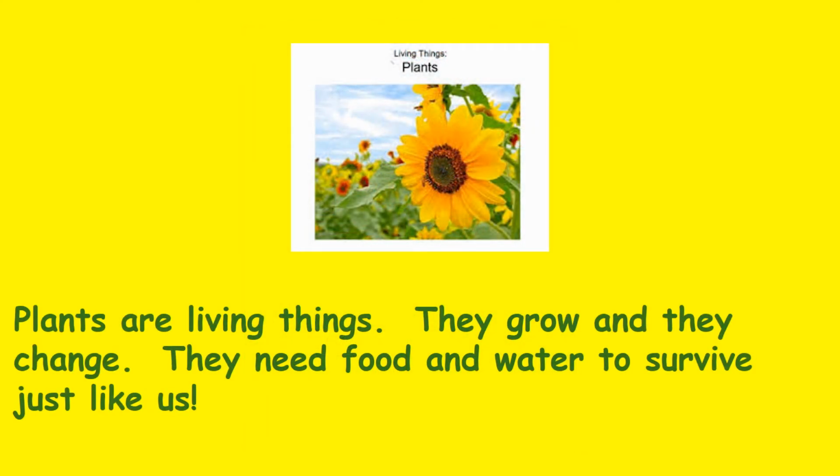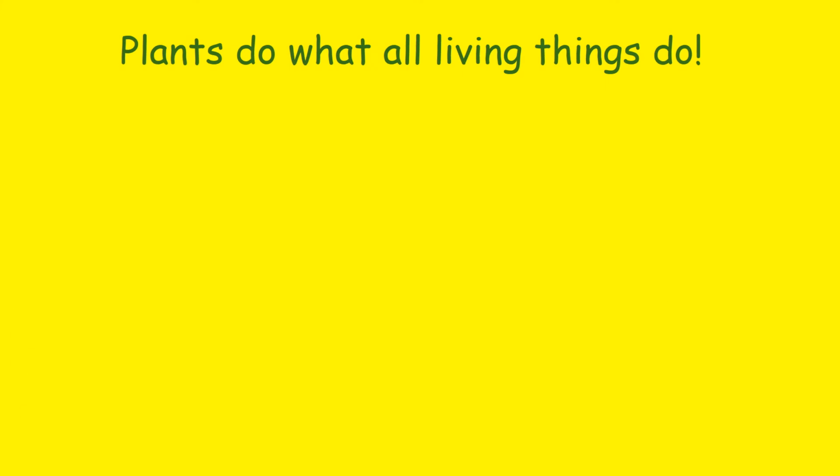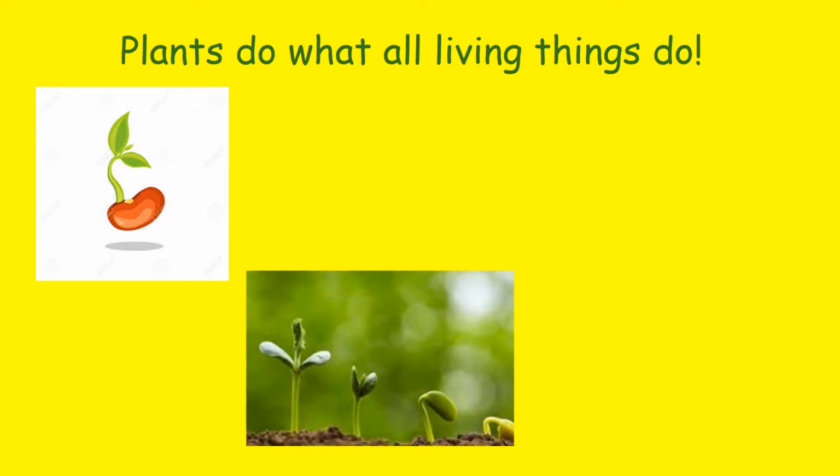Plants are living things. They grow and they change. They need food and water to survive, just like we do. Plants do what all living things do. First, they are born. When something comes out of the seed, that is the plant being born. Sometimes we can't even see when the plant is being born because it is underground. Then plants grow. This is the part of the plant that we do see. This is when it comes above the soil and it starts to grow. It gets the stem and the leaves.